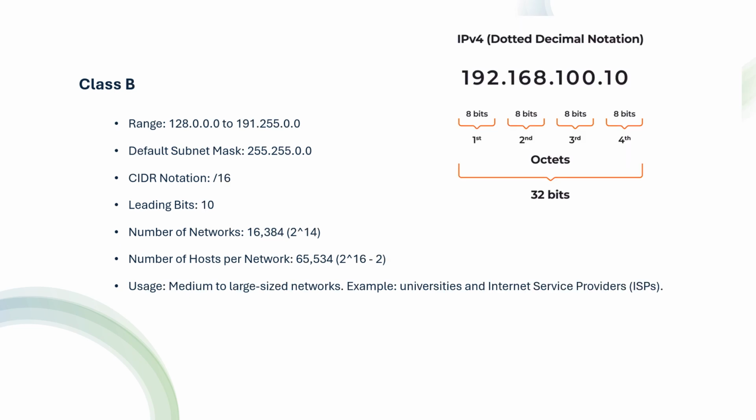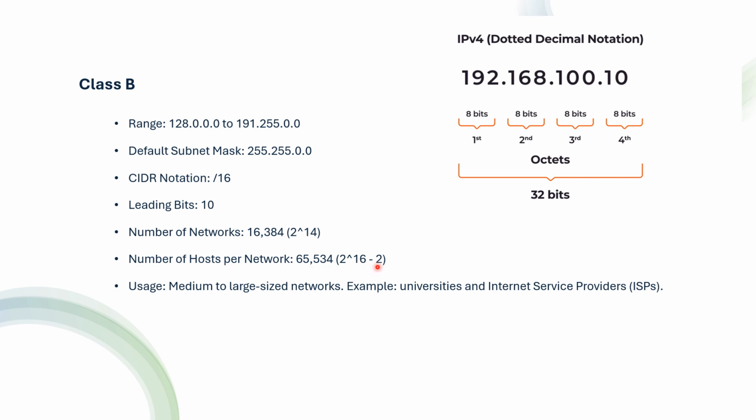Here it is class B, in which the first two bytes are considered as the network address, and the other two bytes are reserved for the host address. The number of networks that is possible is 2 to the power 14, and the number of hosts per network is 2 to the power 16 minus 2.